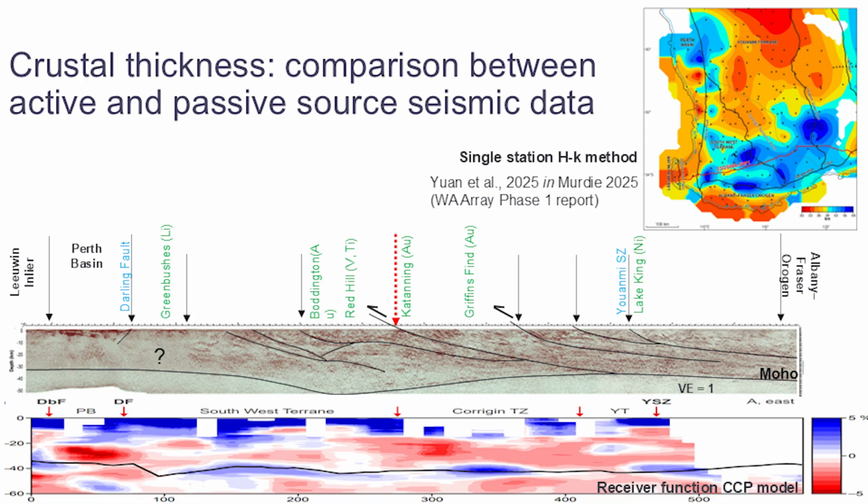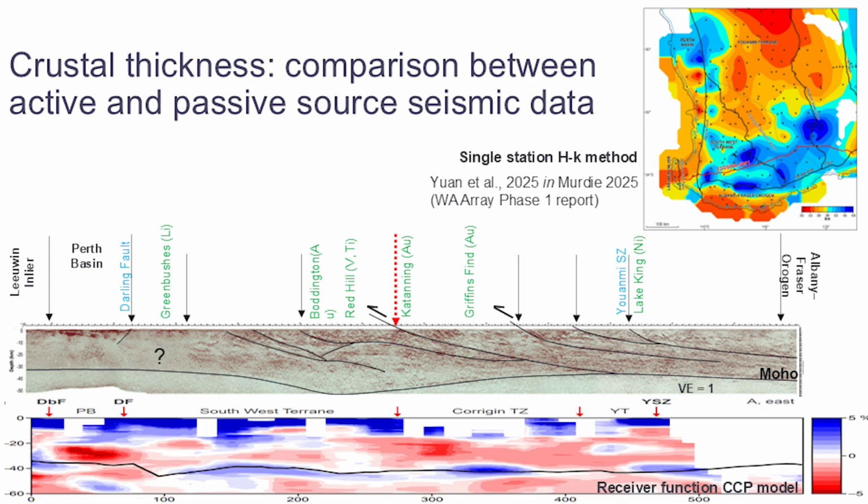The general shape of the Moho seems to correlate well with the active source data. We have something that goes up a little bit and then sinks down and then goes back up and then into a region that is a bit complicated, maybe complicated by the Proterozoic.